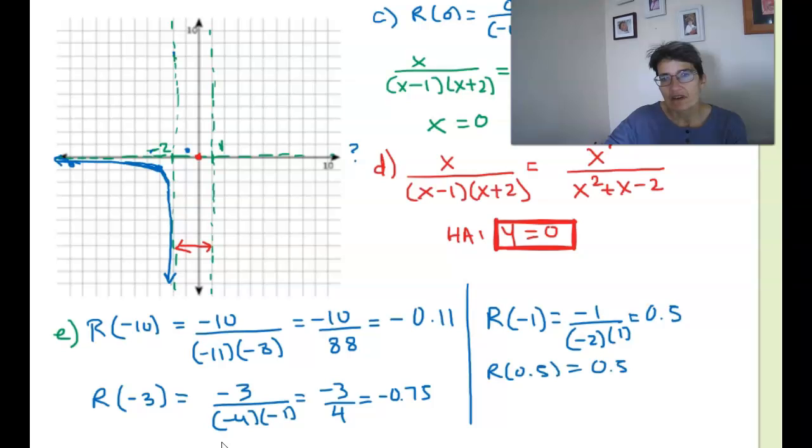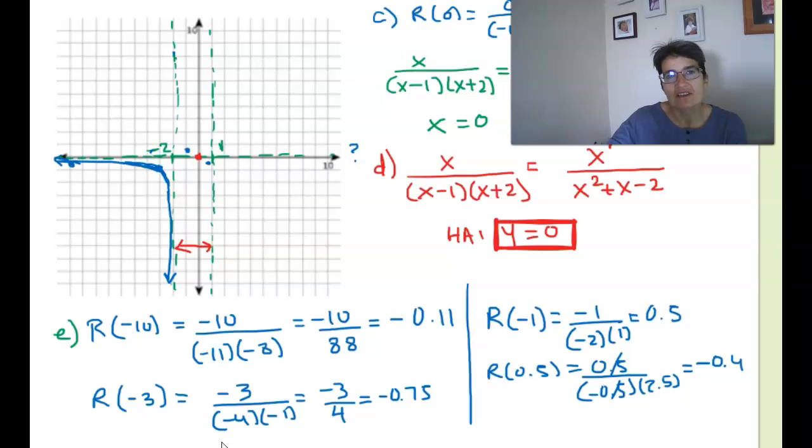So 0.5, negative 0.5 times 2.5. This gives me a negative number, negative 0.4. Right, so we are here.